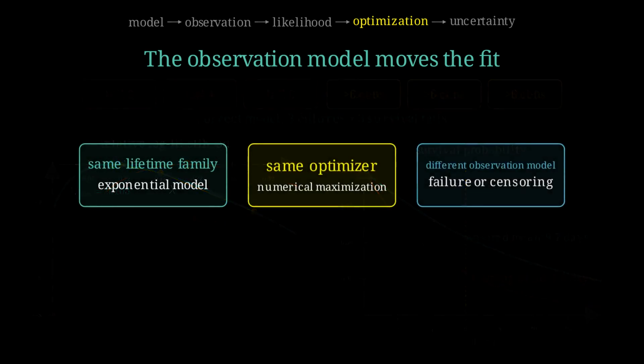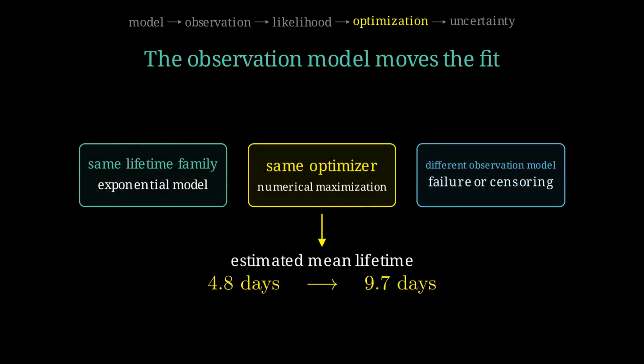The latent lifetime family did not change. The numerical optimizer did not change. Only the model for how lifetimes became recorded rows changed, and the fitted mean nearly doubled. That is why an observation mechanism is part of the statistical model, not clerical metadata added afterward.